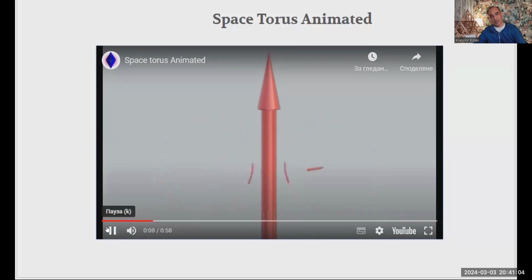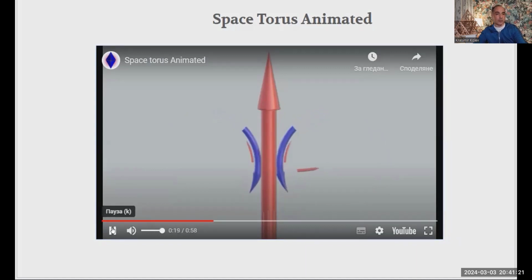And this is the result. Okay, now we are seeing the time field. Now, a space field always moves in the opposite direction. So the space field will move opposite. It will move always opposite to the time field, always.